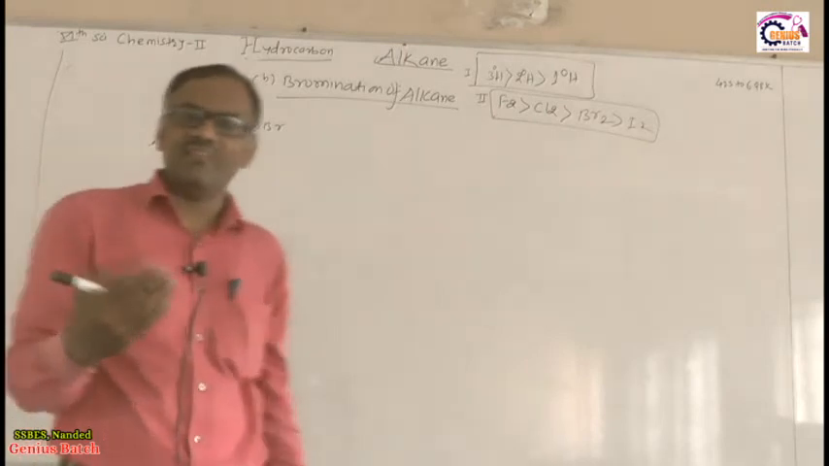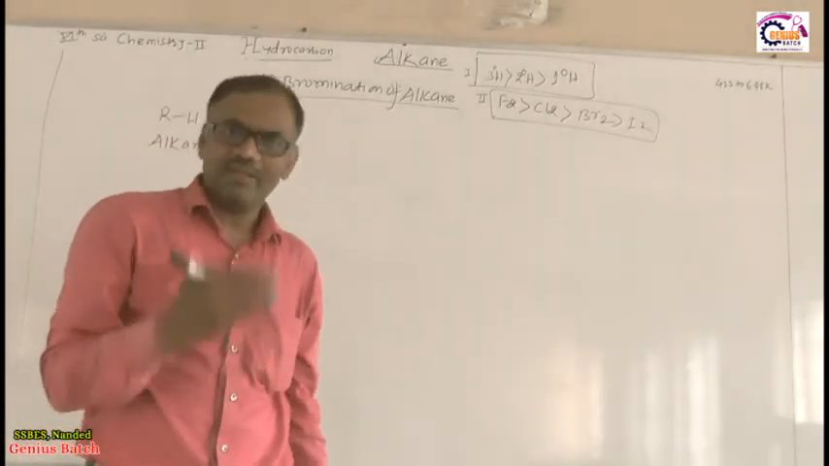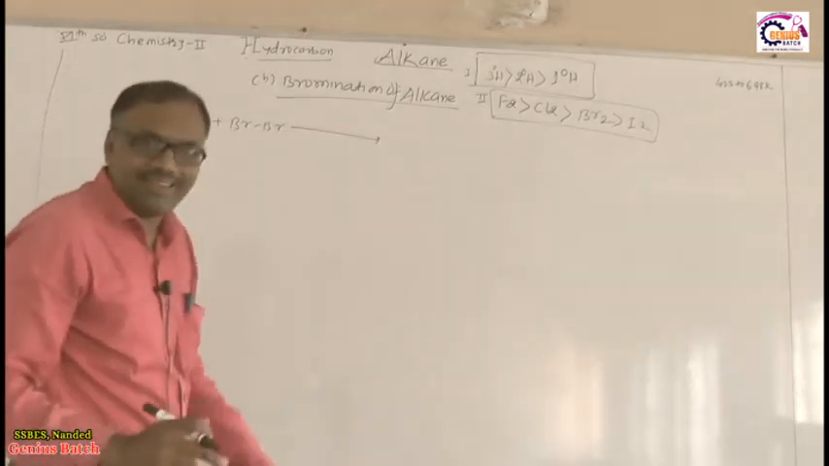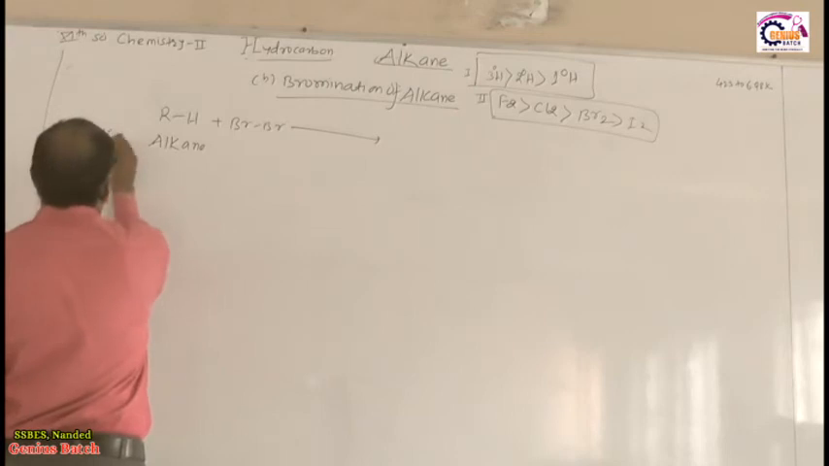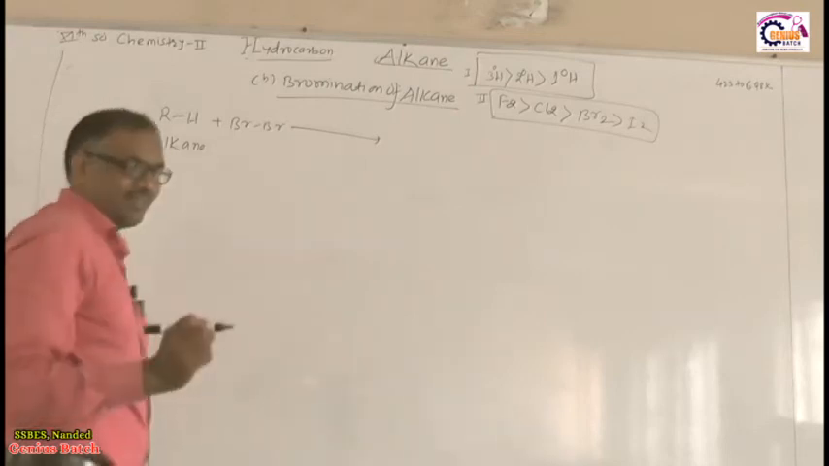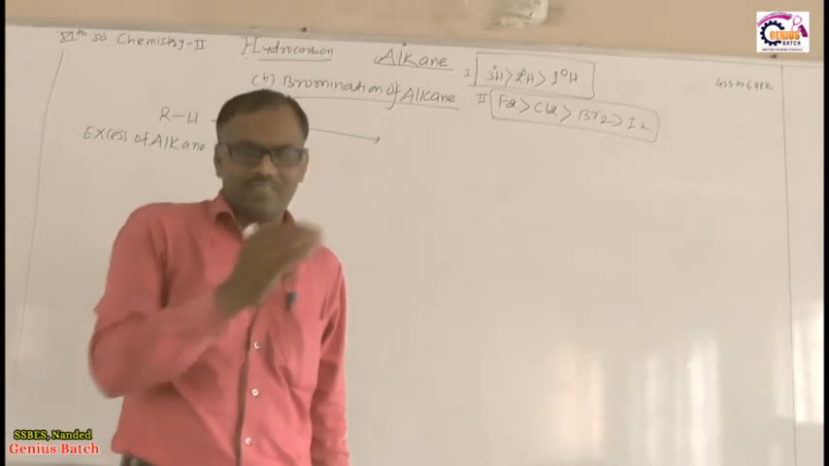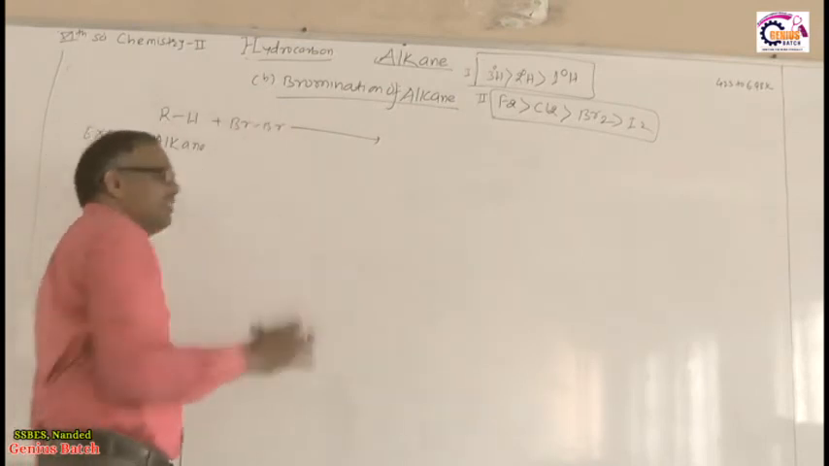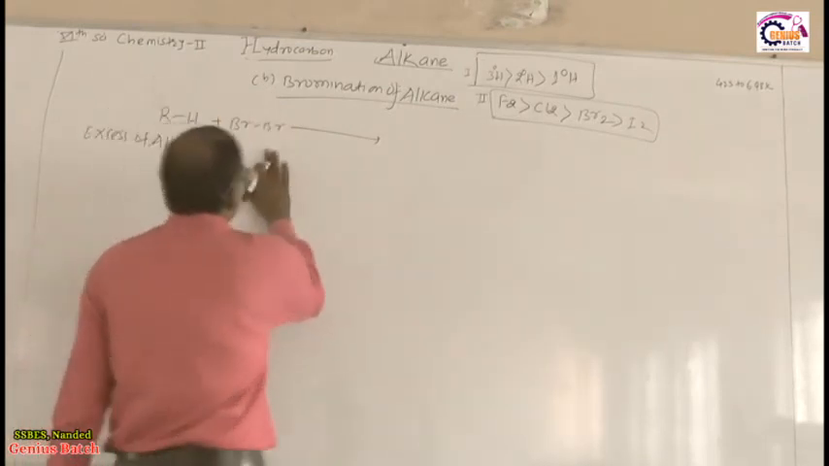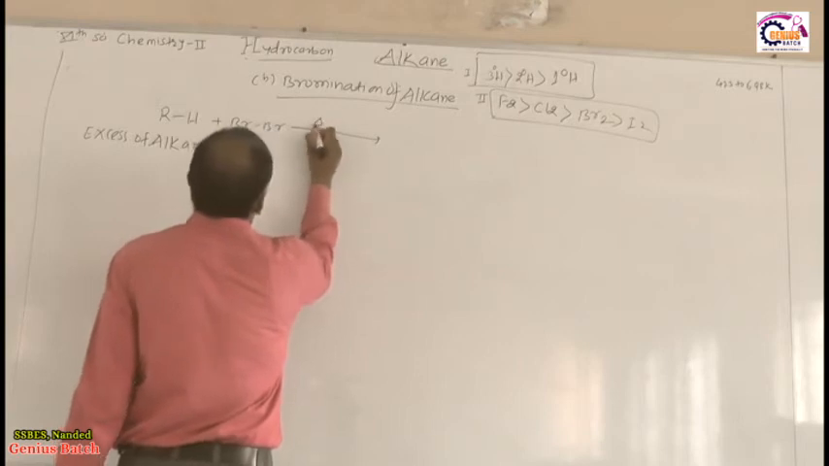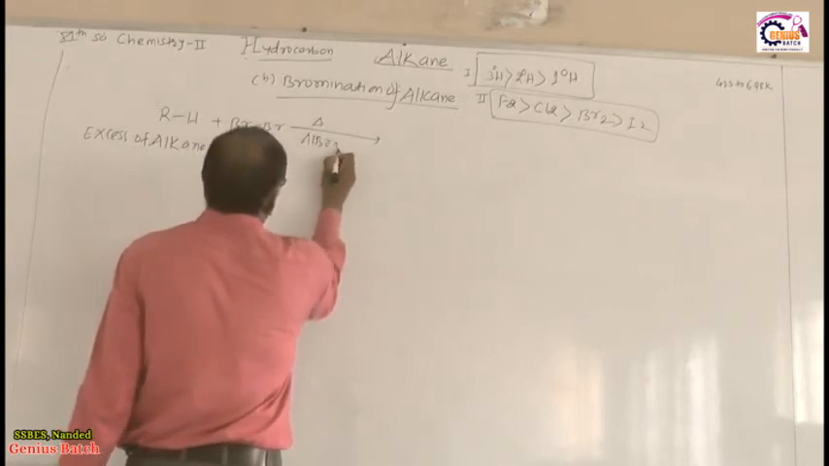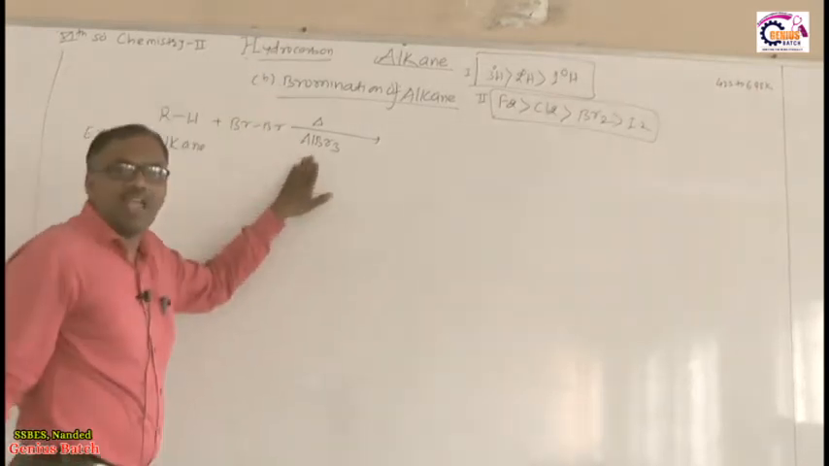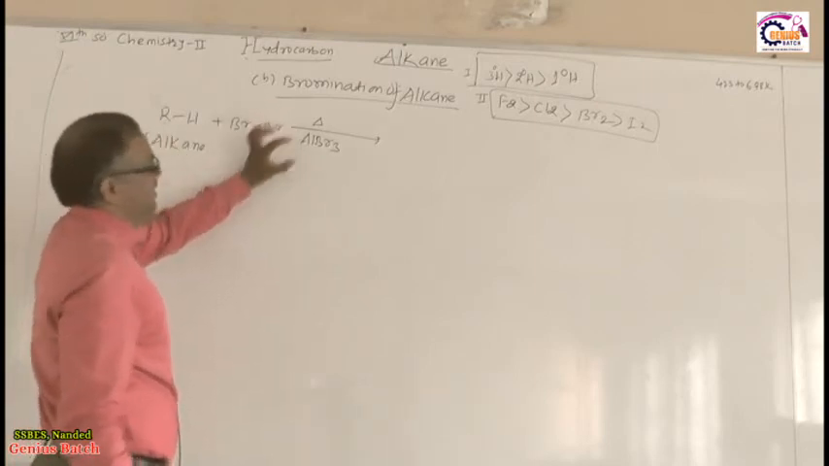Bromine is in a liquid form, chlorine is in a gaseous form, right? So this liquid bromine is passed through this alkane. This is the excess of alkane. Which one is taken in excess? In the reaction mixture, alkane is taken in excess. Then add this liquid bromine, and this mixture is to be heated in the presence of the catalyst aluminium tribromide, AlBr3. What is the name of this catalyst? Aluminium tribromide. So this is the catalyst, AlBr3.